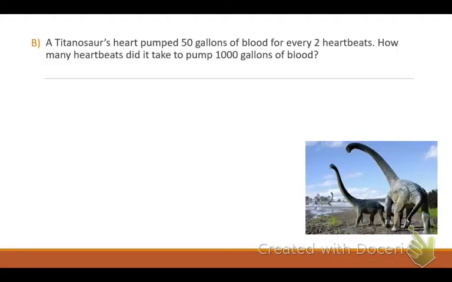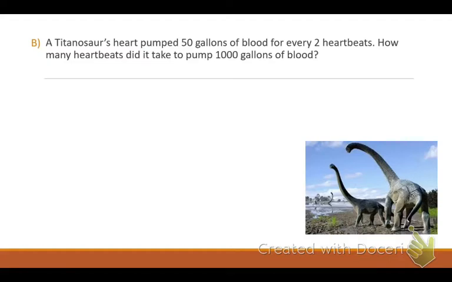All right, for the final problem today, a Titanosaurus heart pumped 50 gallons of blood for every 2 heartbeats. How many heartbeats did it take to pump 1,000 gallons of blood? I want you guys to try to set up your proportions. Just remember, whatever the numerator units are, make sure it's the same on both numerators, and make sure the denominator units are the same on both denominators. You can use any method that you would like.